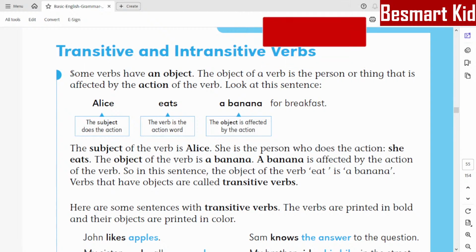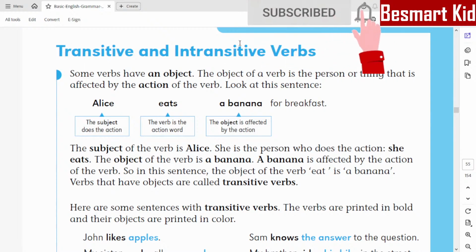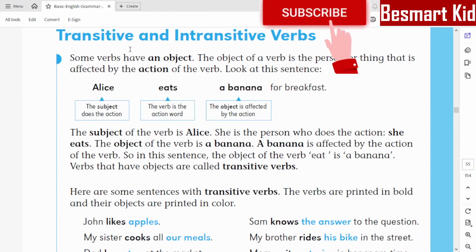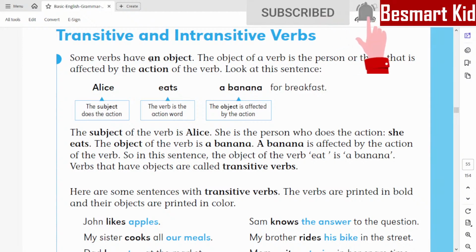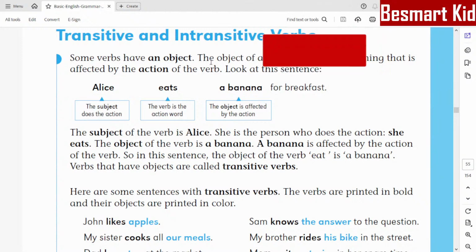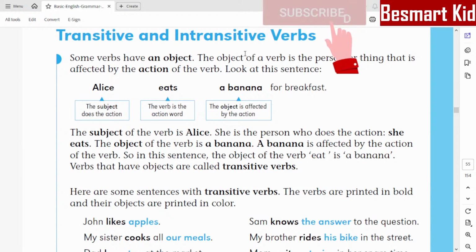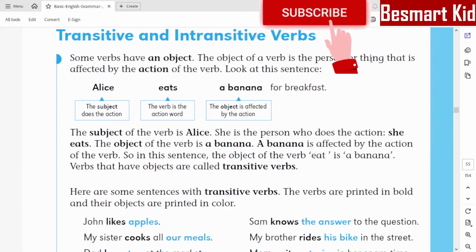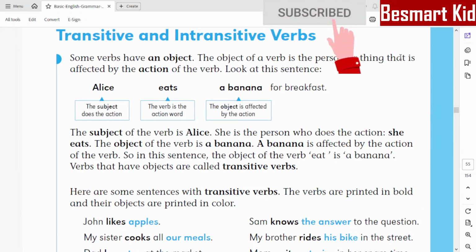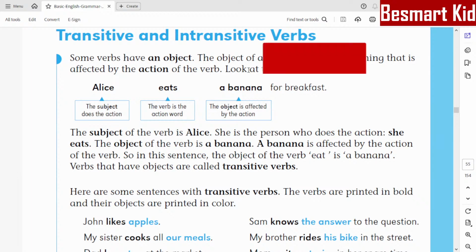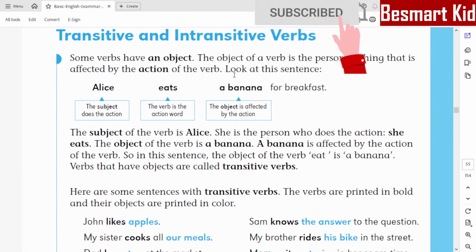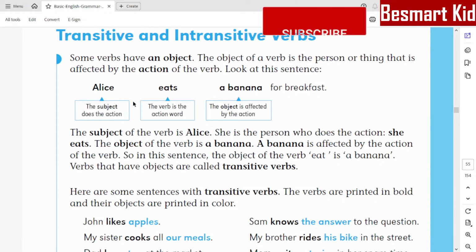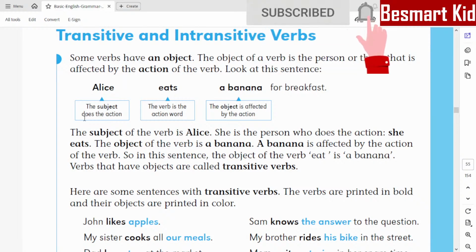Now we have transitive and intransitive verbs. Some verbs have an object. The object of a verb is a person or thing that is affected by the action of the verb. Look at this sentence. We have Alice. The subject does the action.